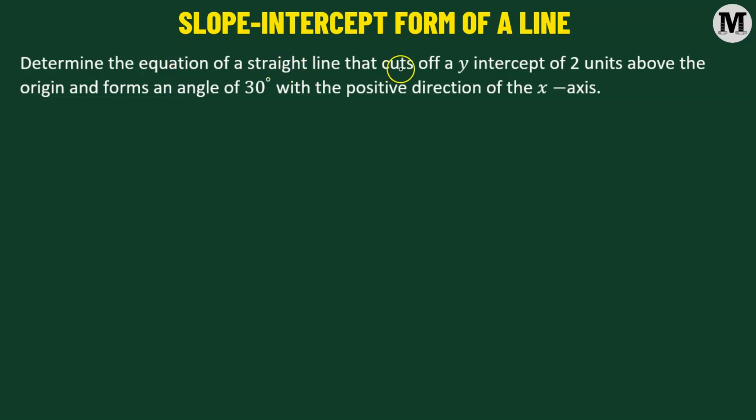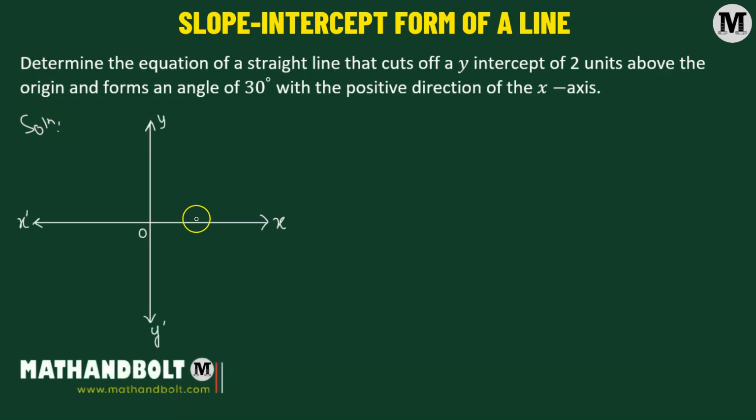Determine the equation of a straight line that cuts off a y-intercept of 2 units above the origin and forms an angle of 30 degrees with the positive direction of x-axis. So we'll try to understand the problem graphically first. To begin with, we consider the coordinate axis.